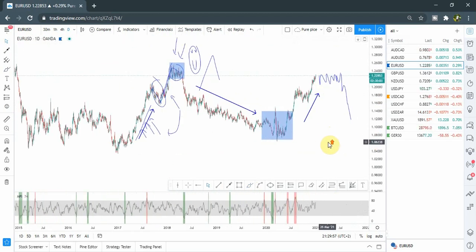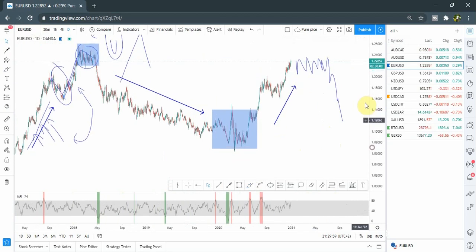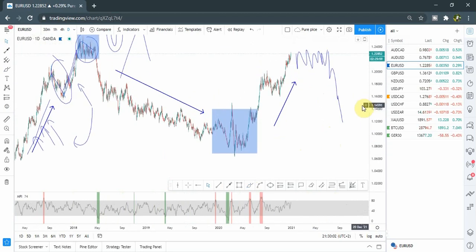So once you are able to understand the cycle, that okay, now it's distribution, I need to be trading ranges or waiting for the sellers to come in. Now it's accumulation, I have to trade a range or wait for the buyers to come in. Then you are going to be able to be ahead of the market.